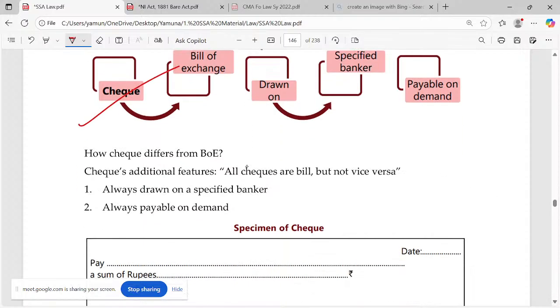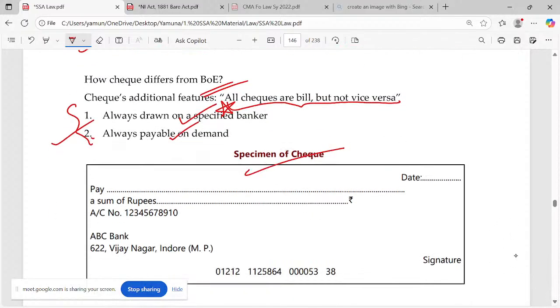How check differs from bill of exchange, because it's a specific case. Always drawn on a specified banker. You agree with me? And the banker is the one we put. And always payable on demand. That's the major two differences between bill of exchange and check. So in case the exam asks, I request you to make a note of these 2 points. That's why we say all checks are bills, but not all bills are checks. So this is a specimen of a check.